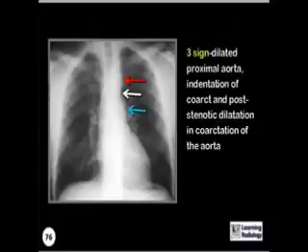This is the 3 sign, which is a dilated proximal aorta, an indentation from a coarctation, and post-stenotic dilatation of the aorta, as seen in coarctation of the aorta. What appearance is depicted here?